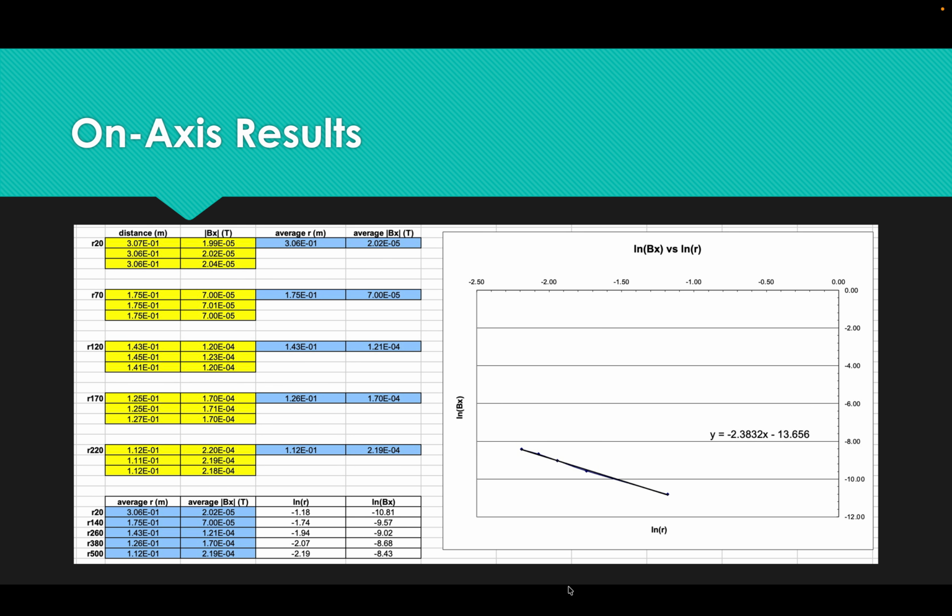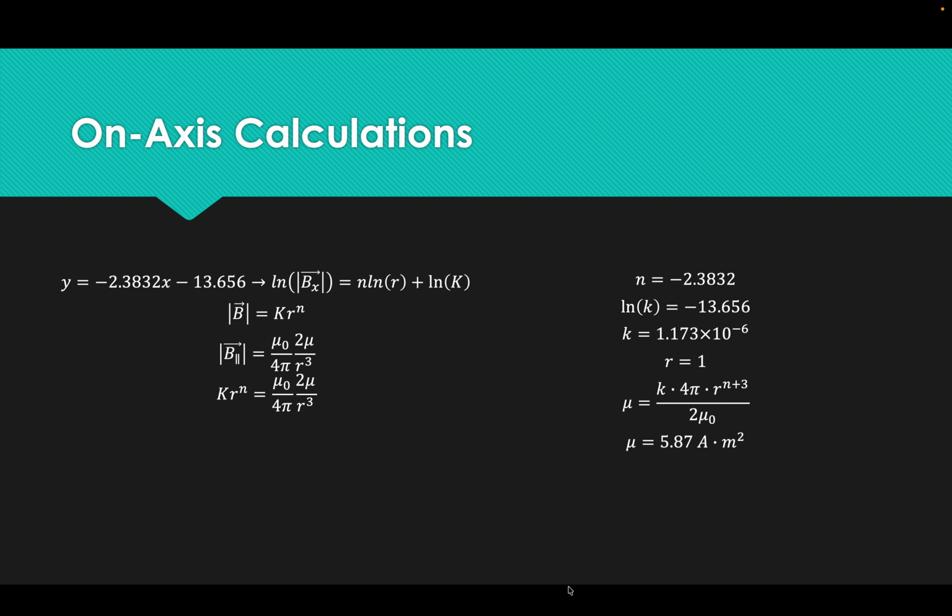Here are the results from the on-axis measurements. As I described earlier, the graph is linearized through the use of the natural log, and the slope there, negative 2.3832, was the n that I talked about earlier in the brief preview of the results. A nice linear graph. Here are the calculations performed for the on-axis measurements. In the top left, you can see the distance dependence formula being utilized, and on the right, you can see how mu was calculated through the equations and work shown.